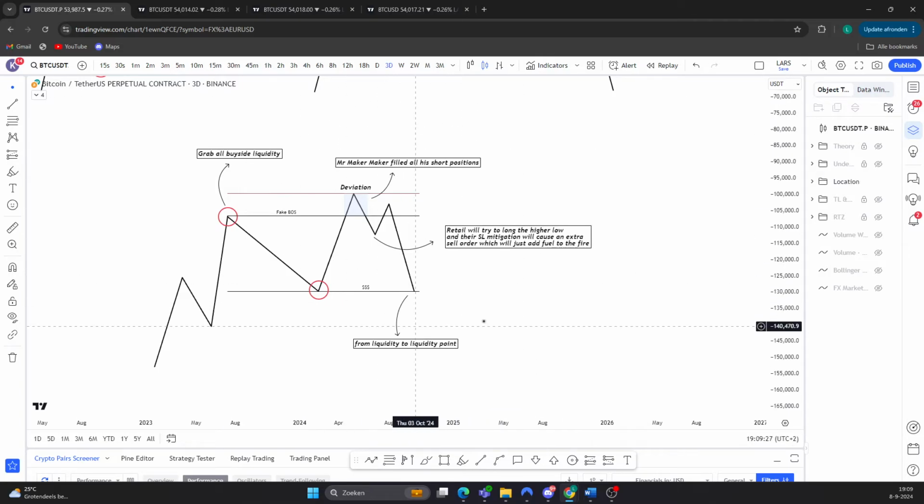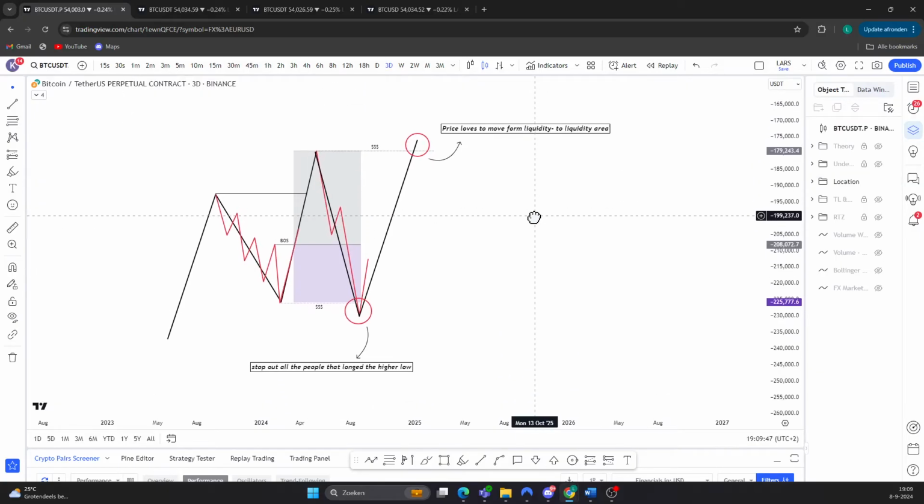And the same goes for an SFP. Do you guys remember when I talked about wicking your market structure high and wicking your market structure low, and you potentially having a rotation to the opposite market structure point? So if you wick your low, you can have a rotation to the high, or when you wick the high, you can have a rotation to the low. It's based around liquidity.